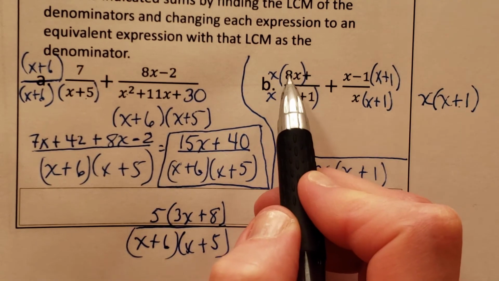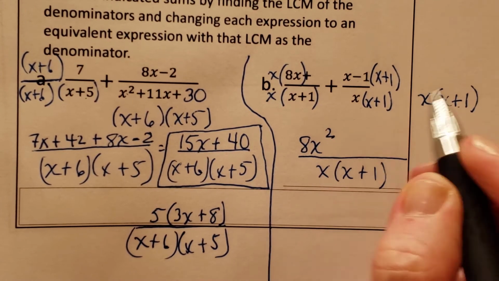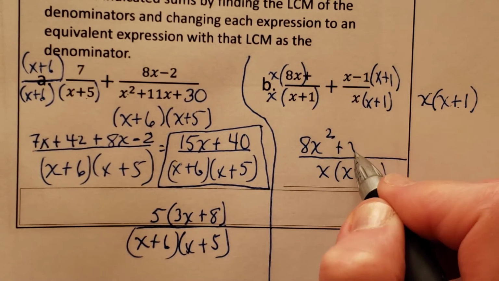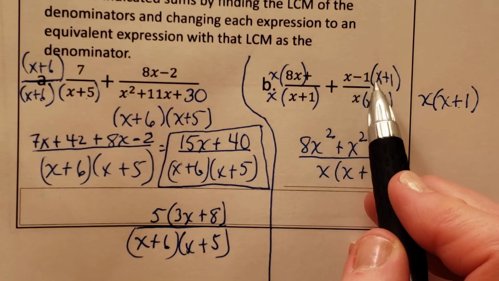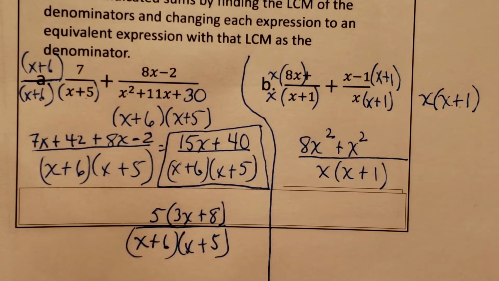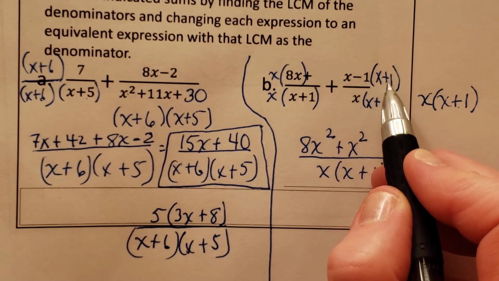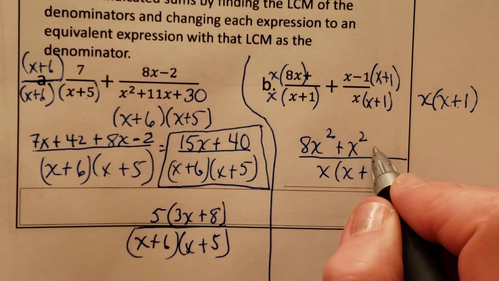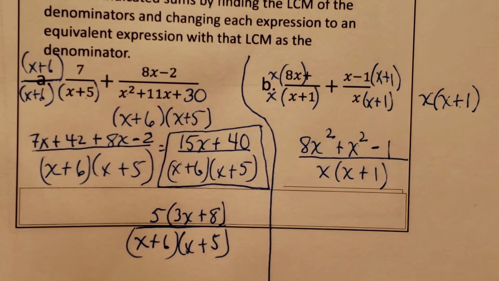So now I'm going to multiply 8x times x, and I get 8x squared. Here I have to FOIL this. So x times x is positive x squared. Now x times 1 is 1x, and negative 1 times x is negative 1x. So this would be 1x minus 1x. So what's 1x minus 1x? 0. So I'm not going to write that part. So that's the two middle factors. So now I multiply negative 1 times positive 1, and I get negative 1. So basically this is the difference of two squares, and that's what I'm going to get.